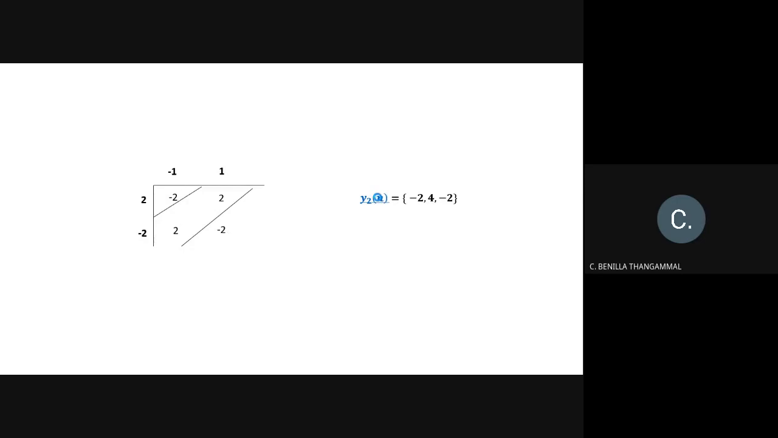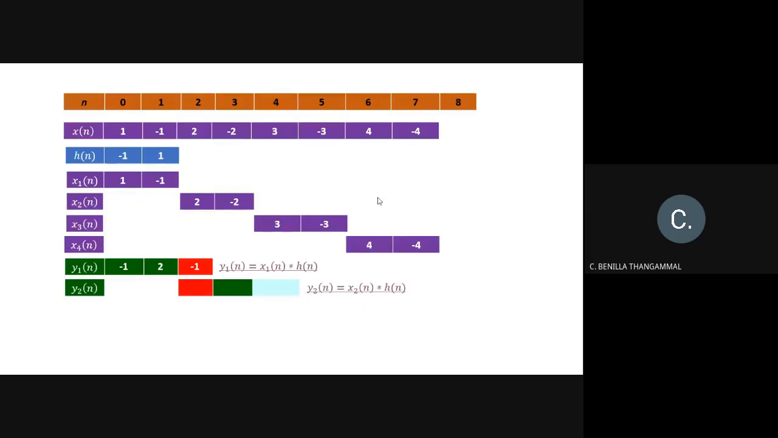In a similar way, you'll be getting 2 minus 2, 4 minus 2. So I'll be getting y3 of n, which is nothing but the convolution of x3 of n and h of n. Again, it is also going to have 3 samples here, because 2 plus 2 minus 1 is going to be 3 samples. And if you perform it using your shortcut method, the answer will be minus 3, 6 and minus 3.